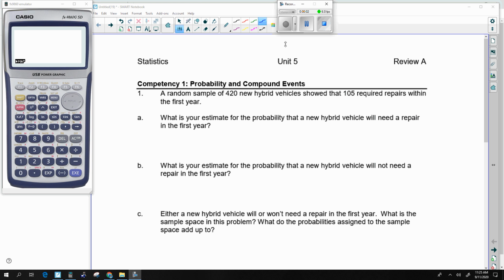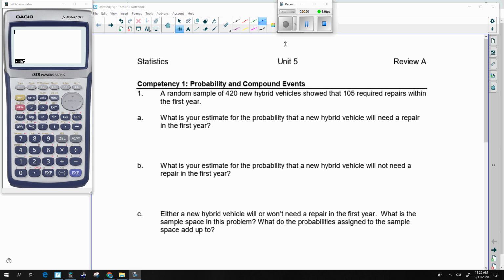All right, the time has come, my friends. We are into the reviews. We are going to be doing a review A, a practice test, and a review B, and then we are going to get to the test. However, all three of these things, both of the reviews and the practice test, are pretty much what the test is going to look like. The questions are going to be very similar.